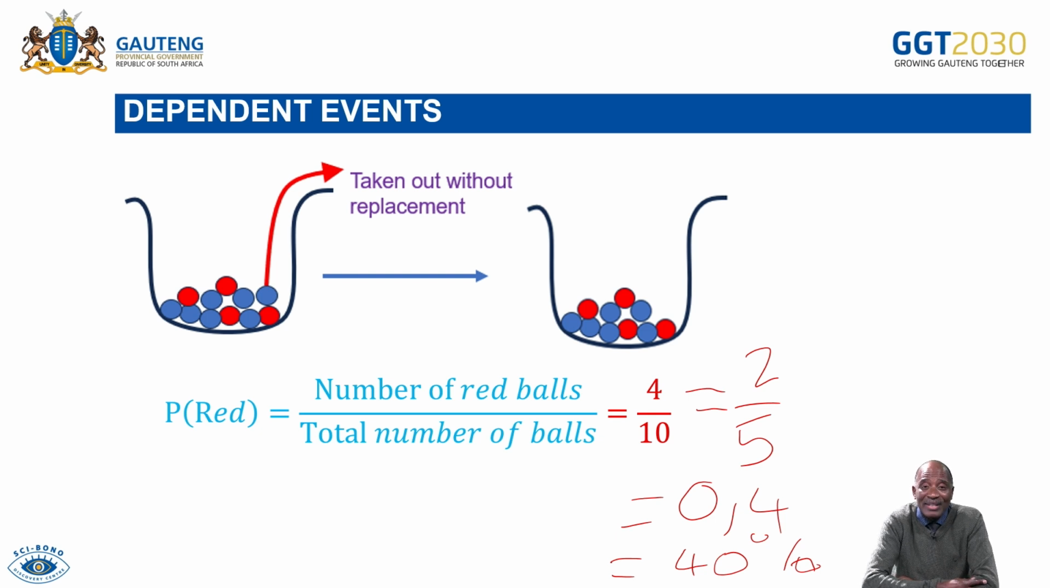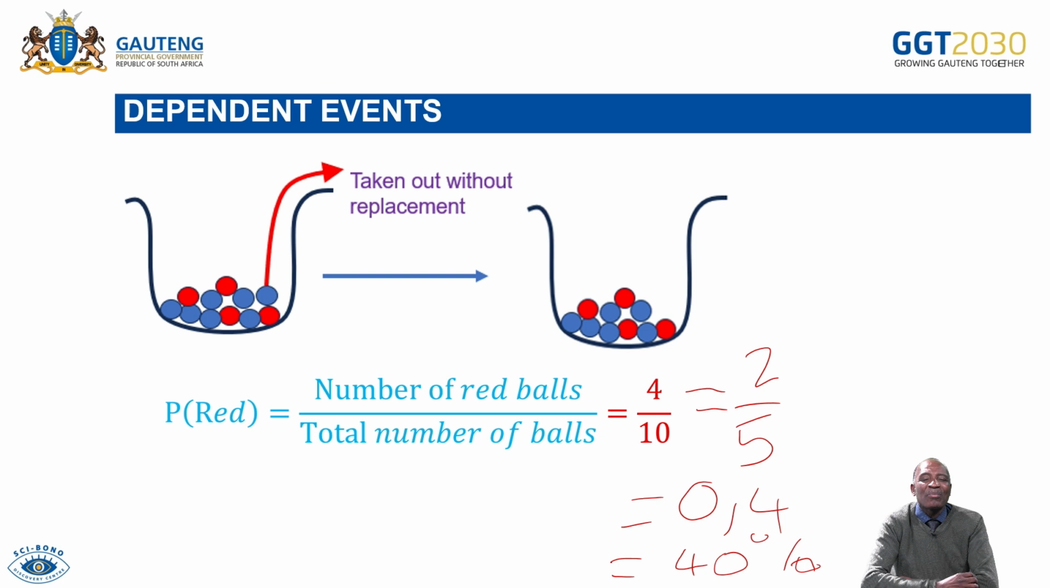So the probability of removing a red is smaller than the probability of removing blue, which is evident from the diagram there, because there are more blue snooker balls compared to the red ones. So the chances that you can grab a blue one are higher than the chances of grabbing a red one.